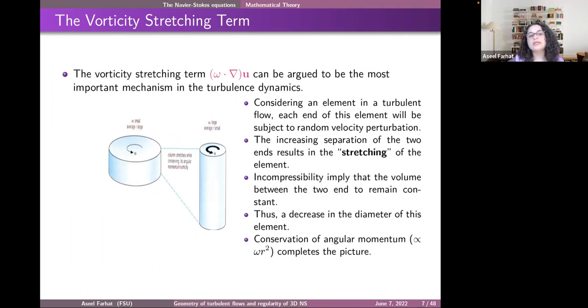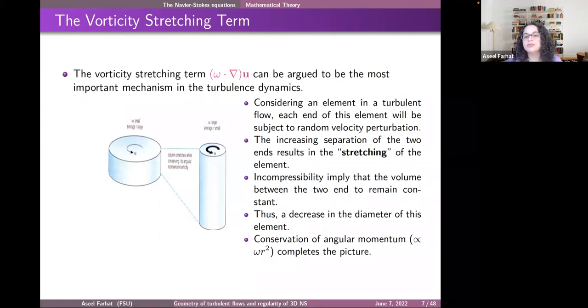So as you stretch this fluid, you have conservation, let's say in incompressible fluids, of mass, which is basically conservation of volume. And on top of this, you have conservation of momentum. So you have to preserve the volume, so things have to shrink in size. The radius of this element has to shrink in size. And as it shrinks in size, conservation of momentum tells you that the vorticity has to amplify. So this is one way to think of why we call it vorticity stretching.